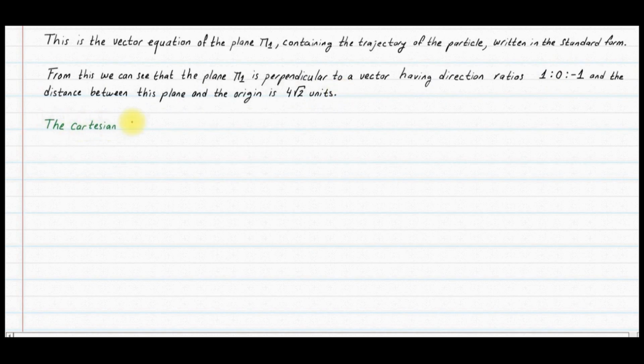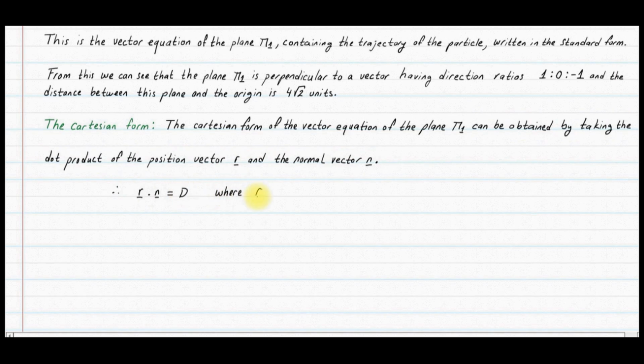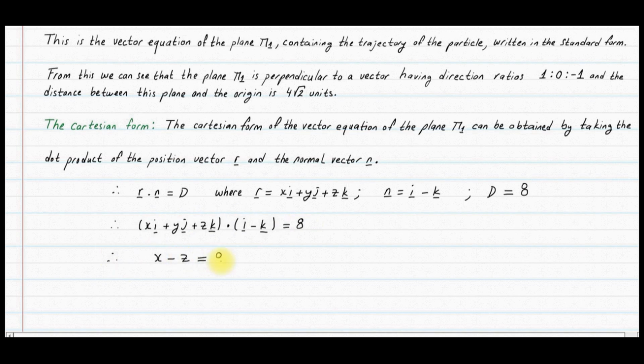The Cartesian form of the vector equation of the plane pi1 can be obtained by taking the dot product of the position vector r and the normal vector n. Therefore, r dot n equals uppercase D, where the vector r is equal to xi plus yj plus zk, the vector n is equal to i minus k, and the uppercase D equals 8. Therefore, the Cartesian equation of the plane pi1 is x minus z equals 8.